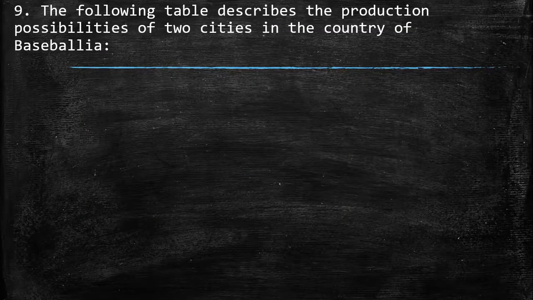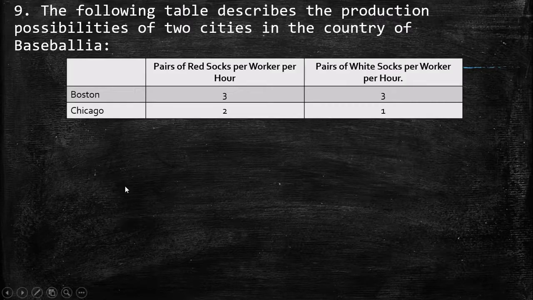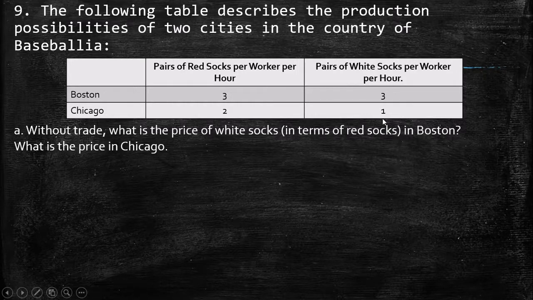9. The following table describes the production possibilities of 2 cities in the country of Basvalia. So here we have 2 cities, Boston and Chicago. The pairs of red socks per worker per hour is 3, okay, and the pairs of white socks per worker per hour is 3 again. Chicago is 2 and 1, okay. So the question is, without trade, what is the price of white socks in terms of red socks in Boston, and what is the price in Chicago?